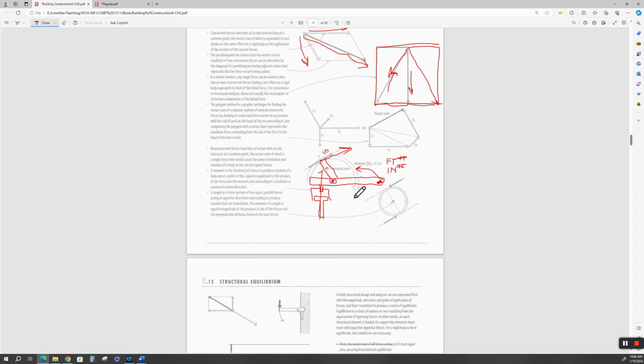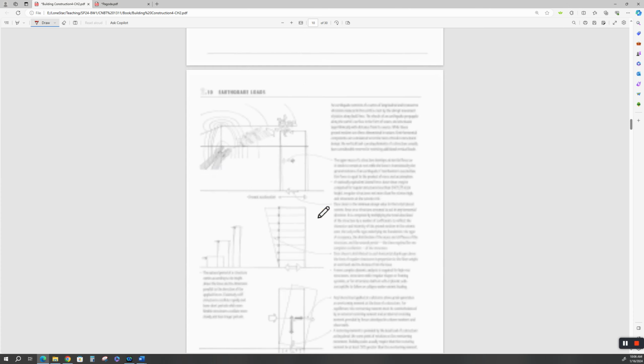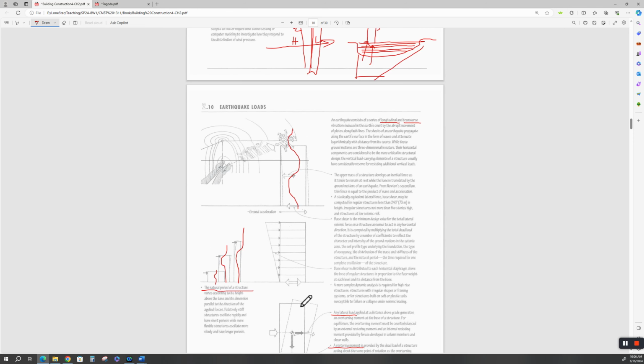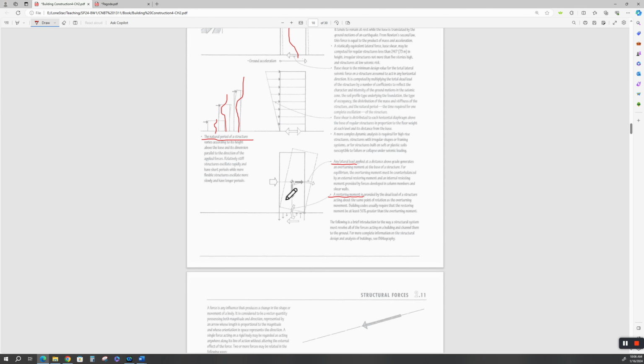I talked about moments in the retaining wall video. We talked about moments up here with earthquakes. This is essentially a moment, okay? It's a rotation, okay, in any direction. It could be a rotation. In this case, it's rotating that way. It wants to turn the building over.